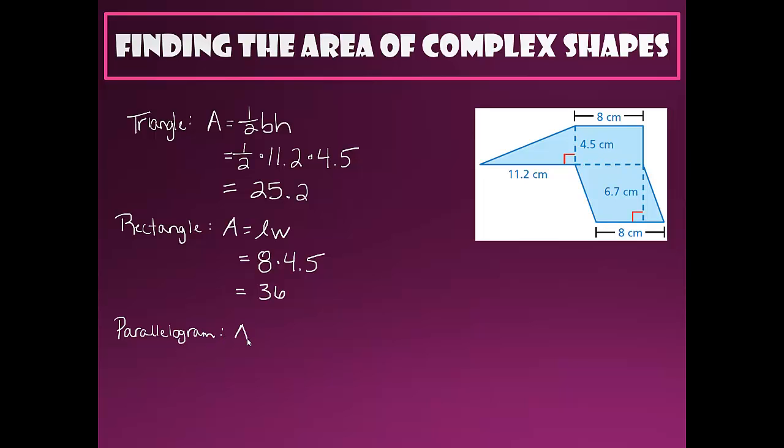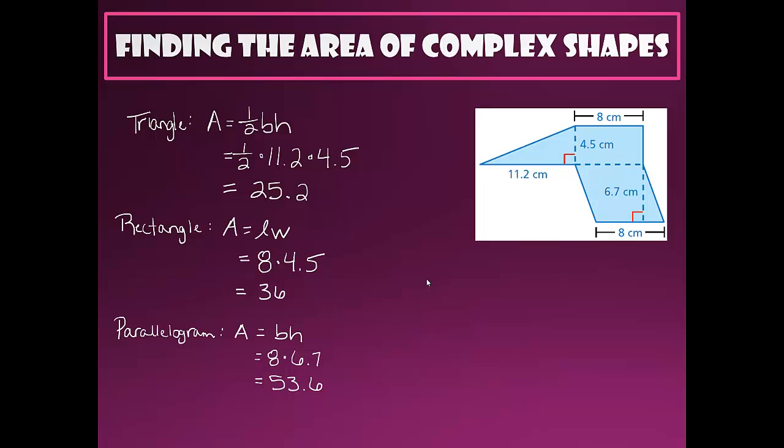Our formula is area equals base times height. So for our base, we have 8, and our height is 6 7/10. So we're going to multiply 8 times 6 7/10, and we get 53 6/10. Now we need to add up all three amounts.